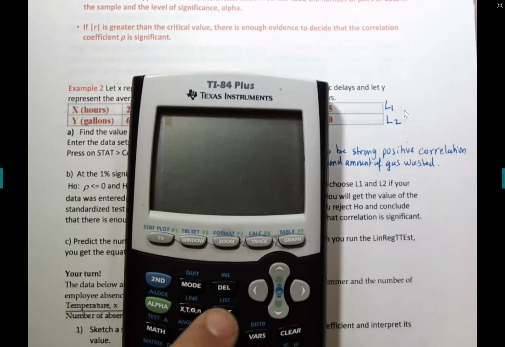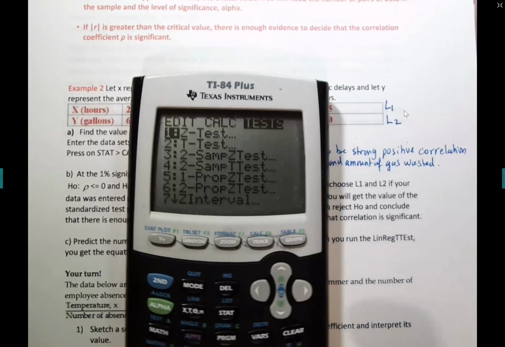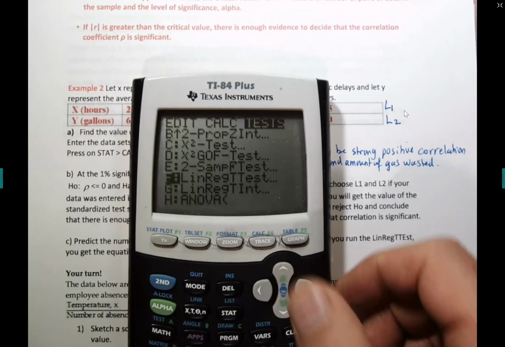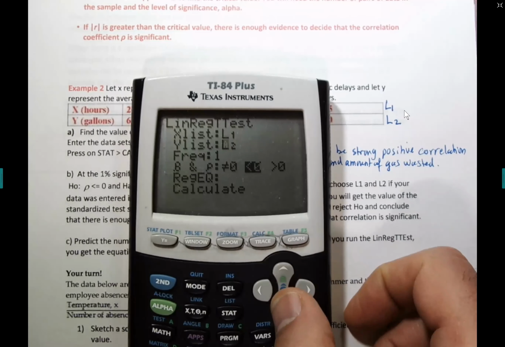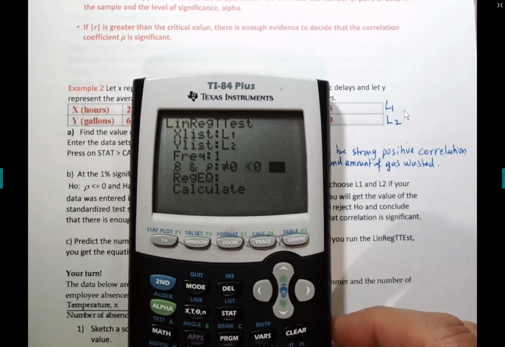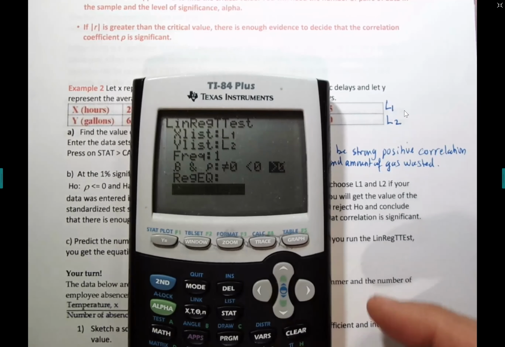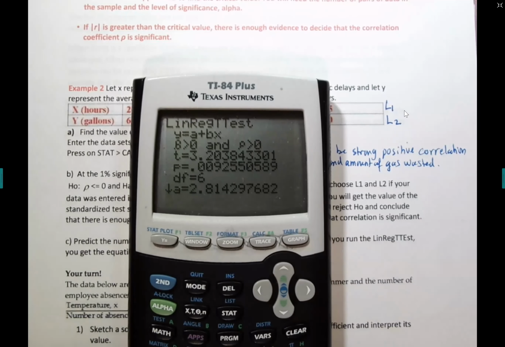Clear, stat, tests. I would scroll up because it's at the bottom and it's F. L1, L2. Be careful: you need to select the alternative hypothesis greater than and hit calculate. All right, let's see what we have here. Let me write them down.